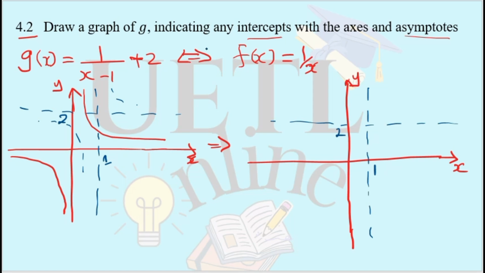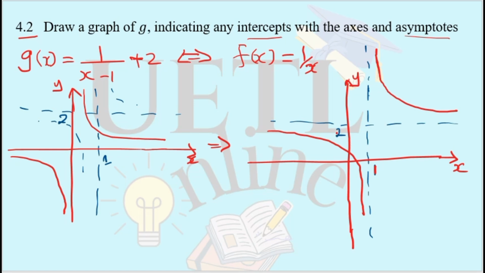Now let's draw our graph. The shape doesn't change, only the asymptotes change. So this is the graph here. Let me extend our asymptote, and this part becomes like this. Now our duty is to find these intercepts. The asymptotes we know: it is crossing at 1 here, and at 2 here.